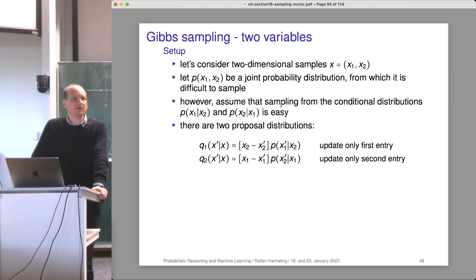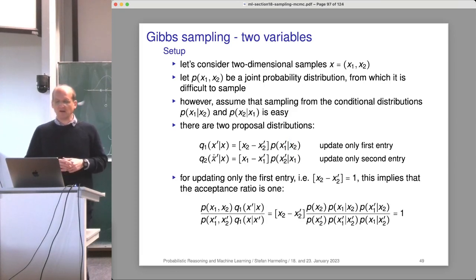Let's define the following two proposal distributions. The first proposal distribution says, update only the first entry. So that means the probability of a new point is zero if I changed the second entry. That one must stay the same. That's why I'm using the Iverson brackets here. And then I'm sampling my first entry given the other coordinate. So I have x1, x2, which is the current sample, and my new sample is x1, x2 with a prime on top of it. So given the second coordinate of the current sample, I'm sampling a first entry for the new candidate, okay? And I can do it similarly, vice versa. So here I'm starting with x1, x2, and I'm getting an x1 prime, x2, where I only change the x1 and not the x2. And similarly the other way around. So those are my proposal distributions.